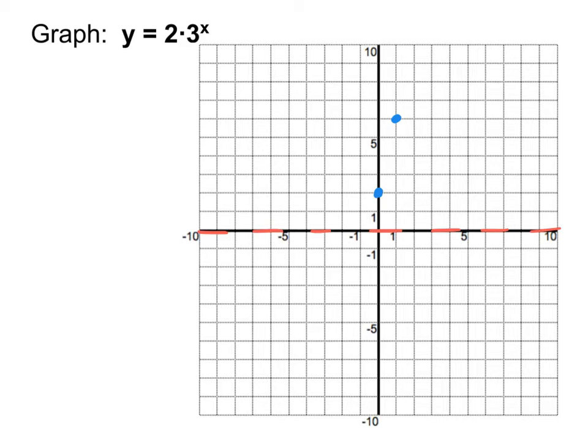Now I go to the left, where I'm going to be divided by 3 again. And so 2 divided by 3 is 2/3. And then I can even just eyeball what a third of each of these heights is as I go over to the left. And that gives me a pretty good idea about what that graph is going to look like. And so then we're able to draw in our entire graph.